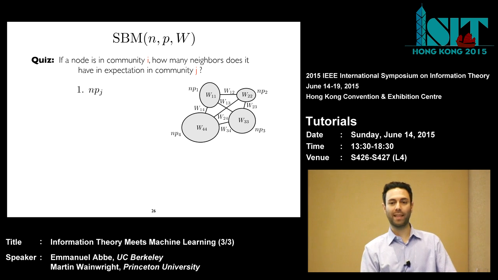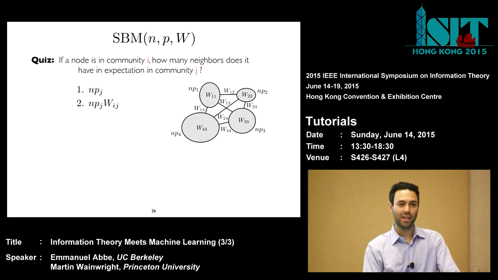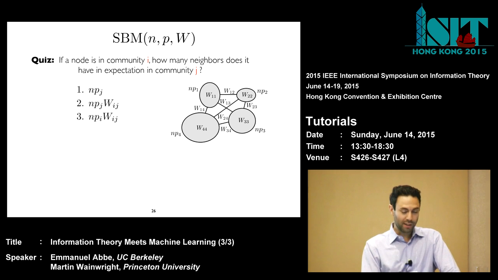The first one is n times P_j. The second possible answer is n times P_j times W_ij. Then there's n times P_i times W_ij. And last is 7.